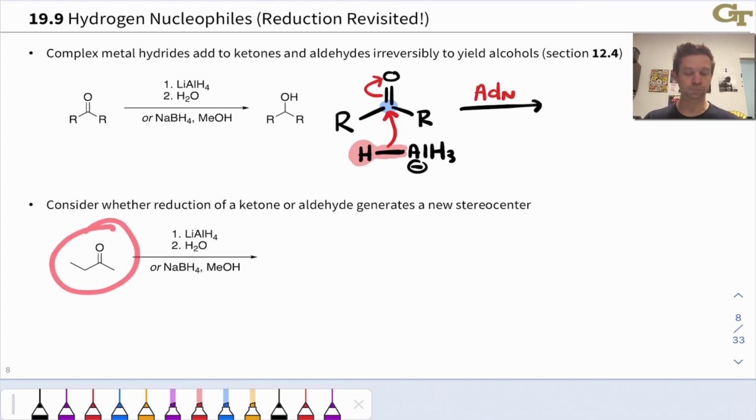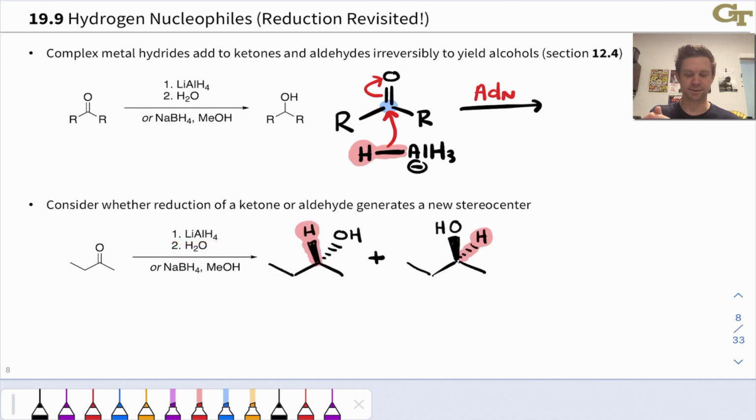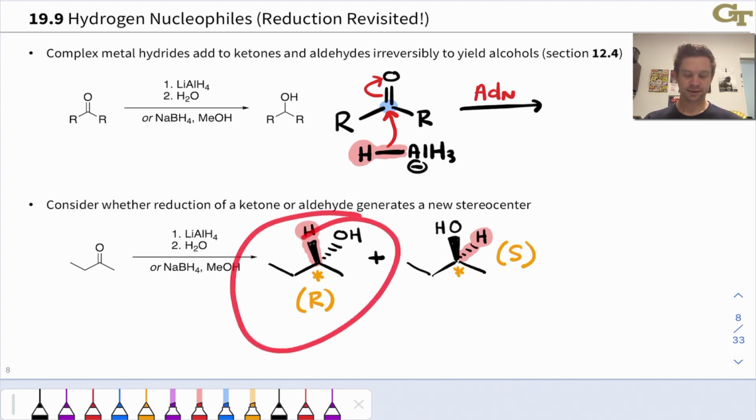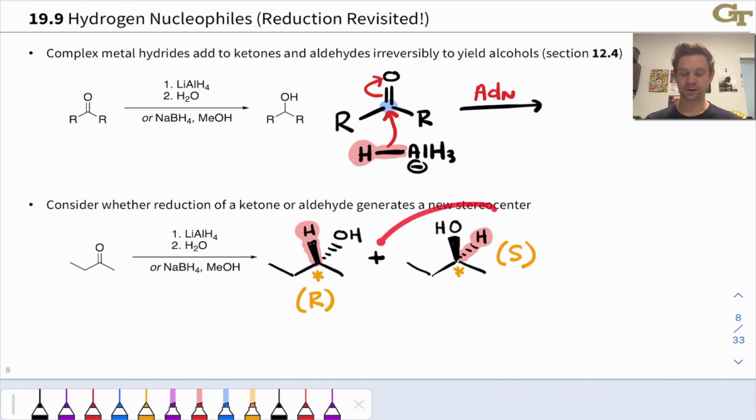So for example, 2-butanone, when it's treated with lithium aluminum hydride followed by aqueous workup, or sodium borohydride and methanol, we end up with a mixture of two stereoisomers derived from the hydride nucleophile adding above the plane of the carbonyl group or below the plane of the carbonyl group. And if we do the configurational label assignment here, we find that this stereocenter has the R configuration and this stereocenter has the S configuration.